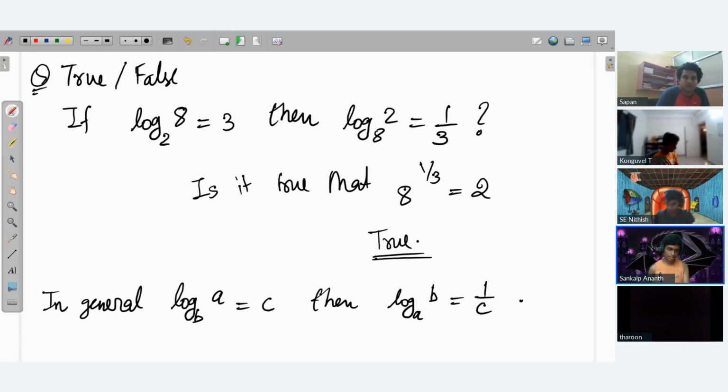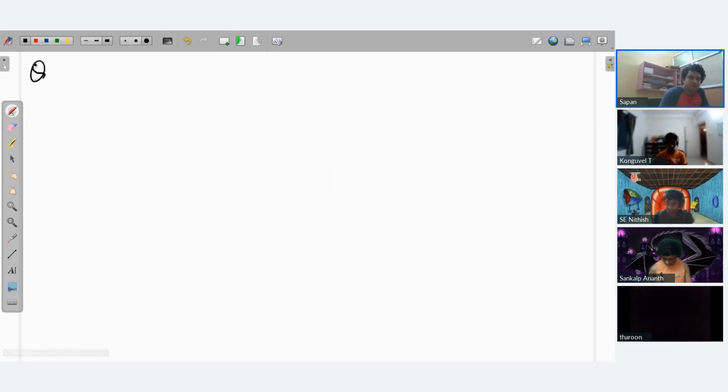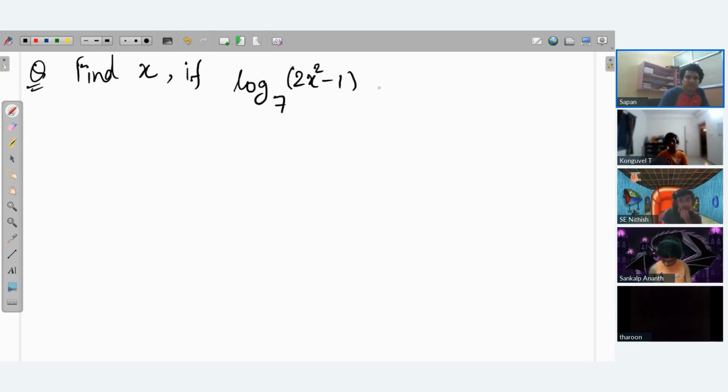Done. So next question in the same category. Find x if log of 2x square minus 1 on base 7 is 2.